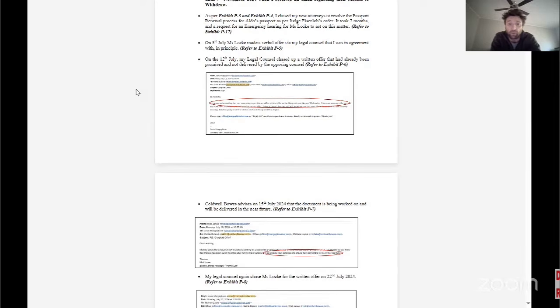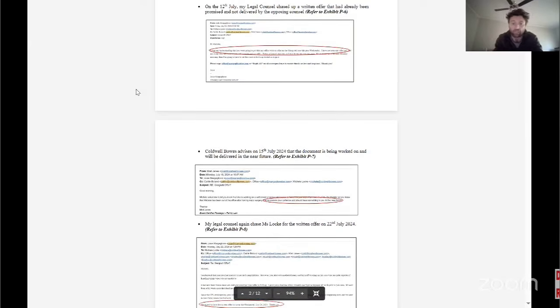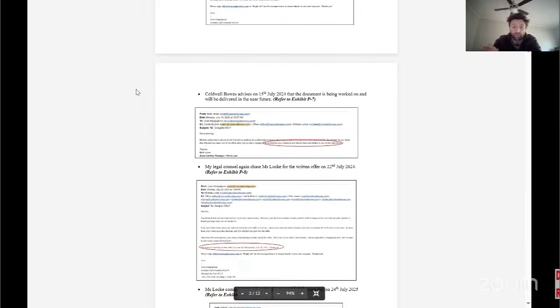On the 12th of July, my legal counsel chased up a written offer to support that verbal offer. This had already been promised and hadn't been delivered. And as per P6, we can see that my legal counsel was chasing up Miss Locke. Caldwell Bowles advised on the 15th of July that the document was being worked on and it would be delivered in the near future. As per P7, you can see I've highlighted that section there below.